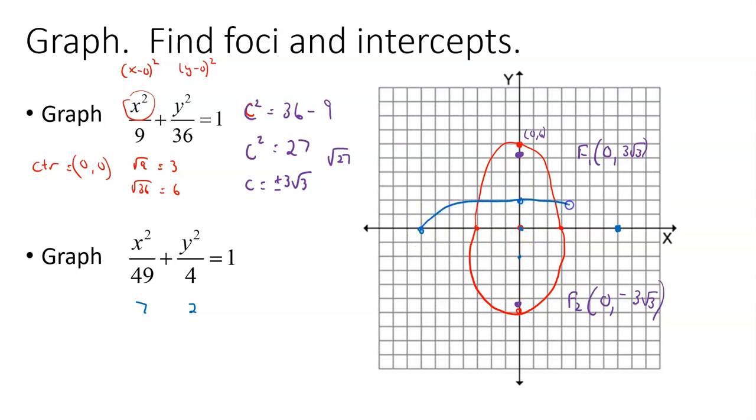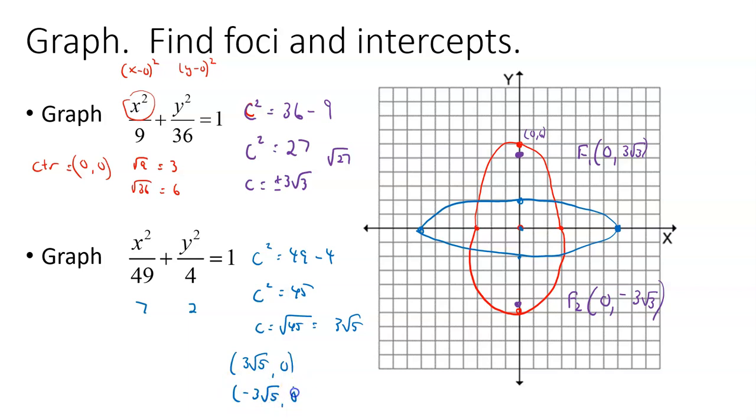And I try to draw the best as I can a nice rounded off ellipse. It looks like a football, maybe. If we want the foci, c squared equals 49 minus 4. So c squared is 45. C is the square root of 45, which I can represent as square root of 9 square root of 5. So 3 square root of 5. Horizontal axis is my major axis. So the foci are at 3 square root of 5, 0, and negative 3 square root of 5, 0.